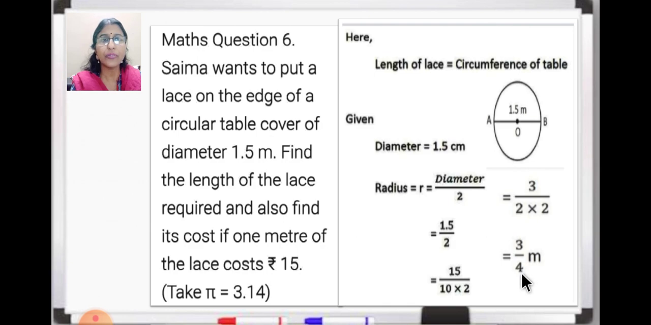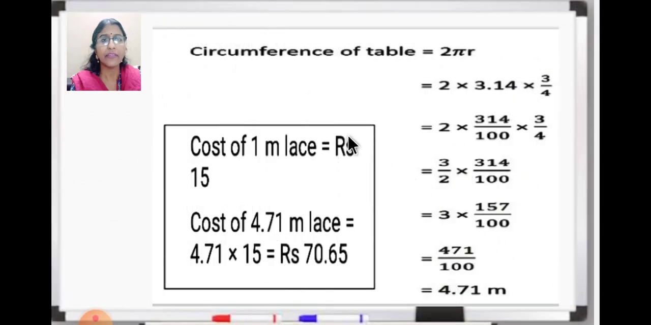Now what we have to do, as you can see written here, length of lace is equal to circumference of table. So we have to find out the circumference of the table. Let us do that. First we'll find the circumference of the table, 2 pi r, and the value of pi we have to take as 3.14. It is given in the question. So now we'll substitute the value: 2 into 3.14 into the radius we got just now, 3 upon 4.